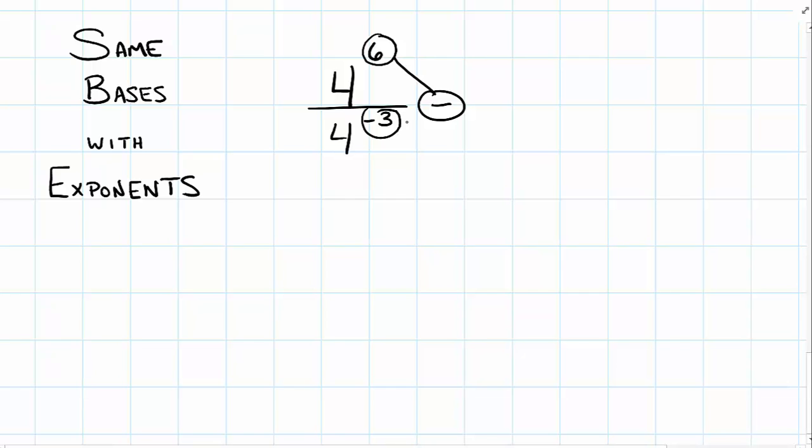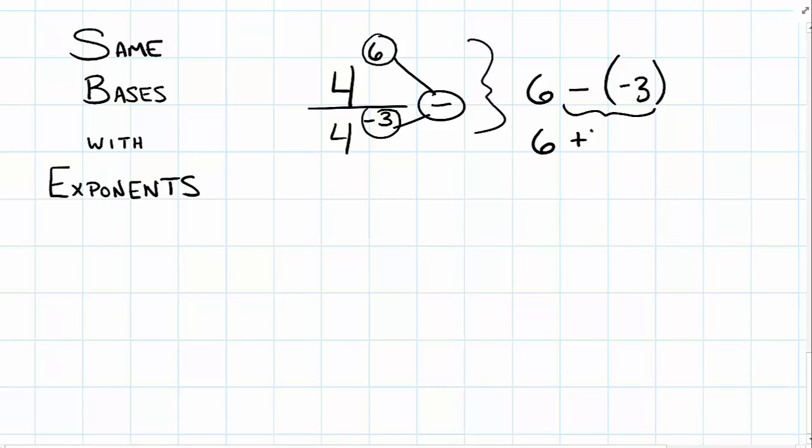And so I'm going to connect them, and I'm going to rewrite this whole exponential scenario off to the side. So it's going to be 6 minus -3. We have to know that two negative signs in front of a number is going to make that number positive. And so our answer for our new exponent is going to be 6 plus 3 is 9. And so we're going to keep the base number of 4, and we're going to insert 9 as our new exponent.